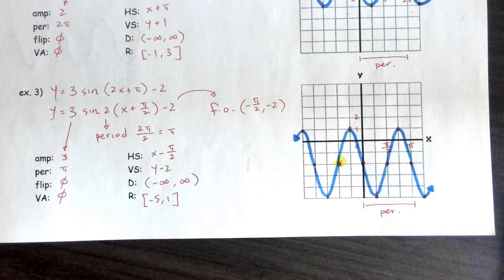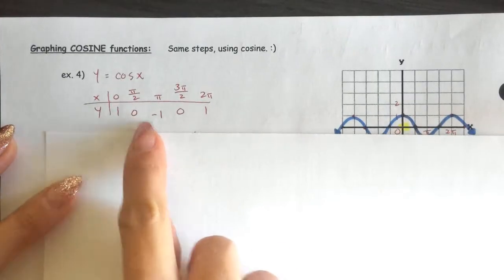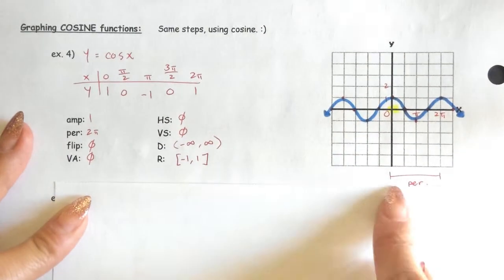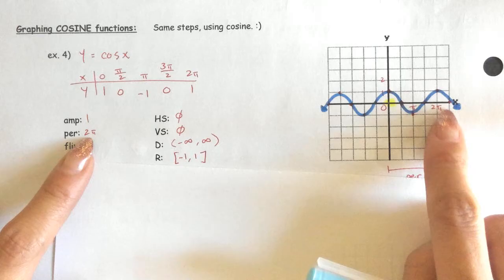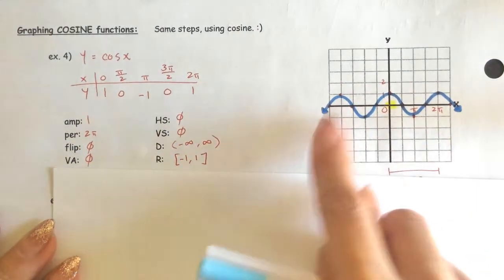Cosine is almost exactly the same. So cosine, we did this. We looked at our unit circle, and it looks like that. And we graph it the same way. We start with the period. Where's the period? Go halfway, just to label it. And this is what cosine looks like.